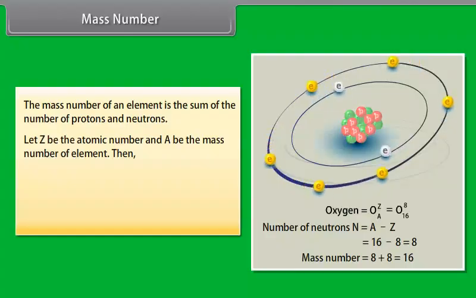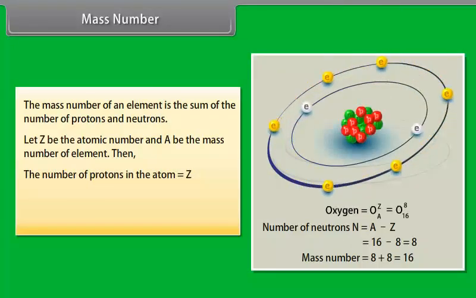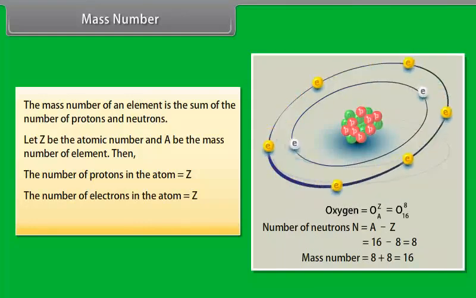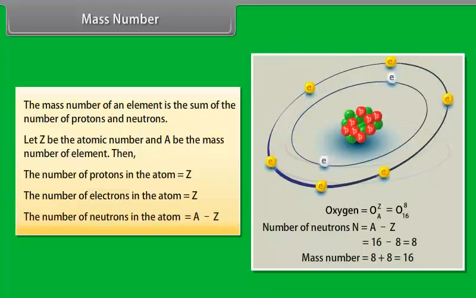Let Z be the atomic number and A be the mass number of the element. Then the number of protons in the atom is equal to Z. The number of electrons in the atom is equal to Z. The number of neutrons in the atom is equal to A minus Z.